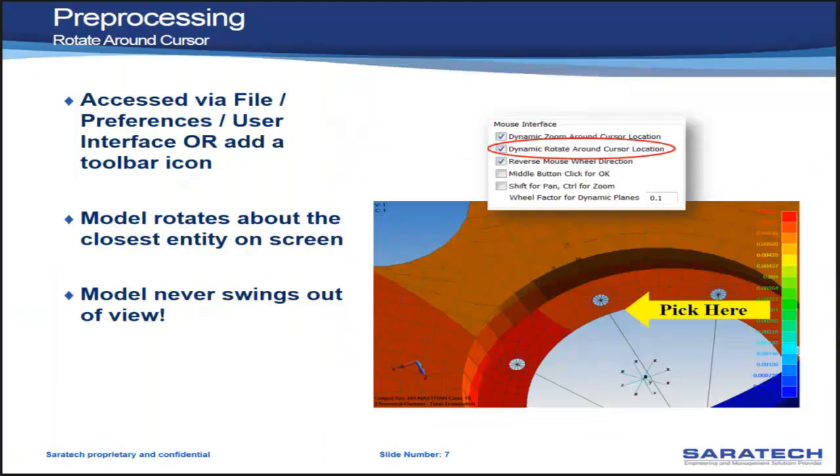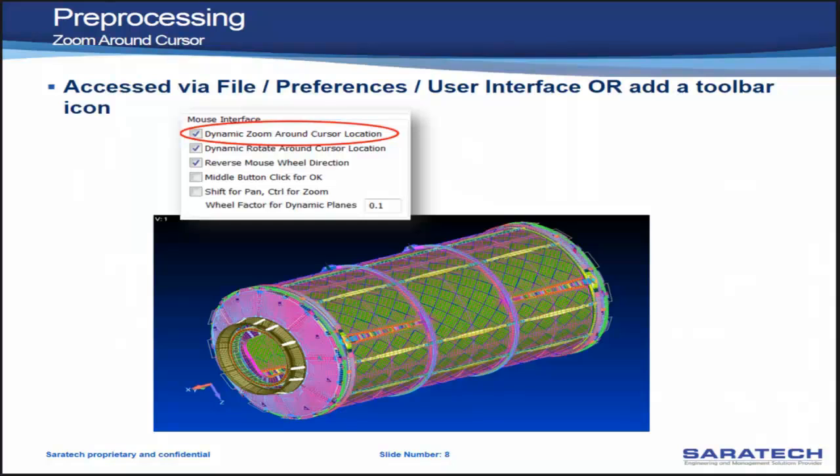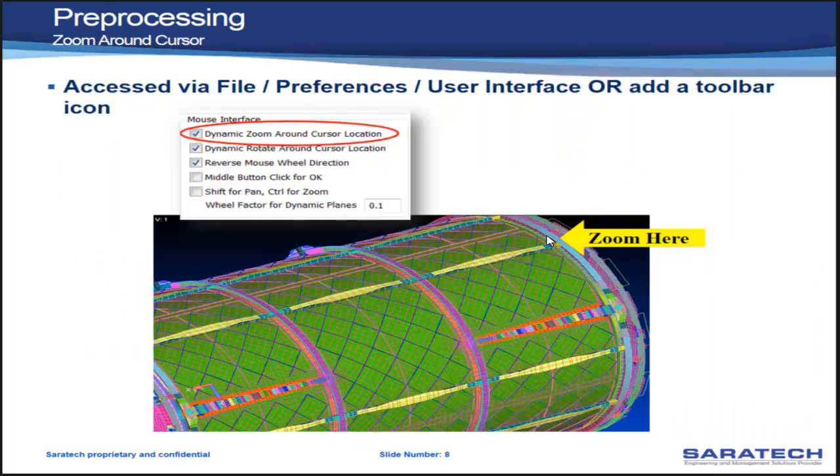Similarly, they have added a dynamic zoom around cursor location, which was the option right above, and this will allow you to zoom in and out of your model around the cursor where the mouse wheel is scrolled instead of the center of the view. So let's say if you chose to zoom in that location, you would go ahead and put your cursor around that location, and when you're zooming, you would be able to zoom closer to that location instead of the center of the view.